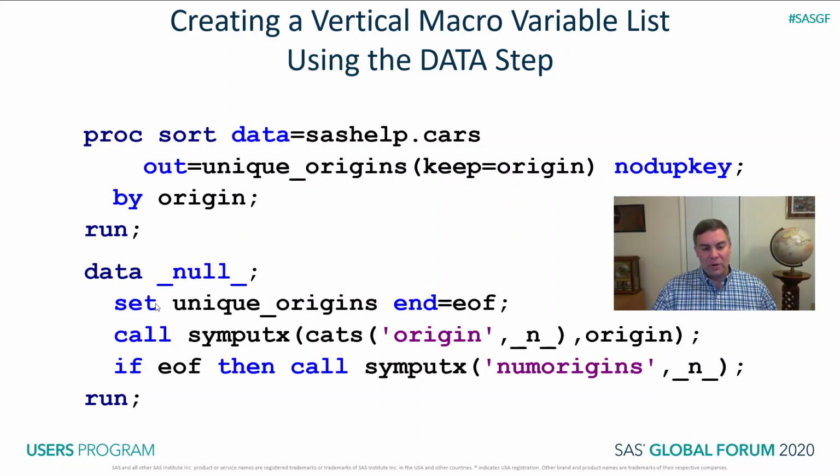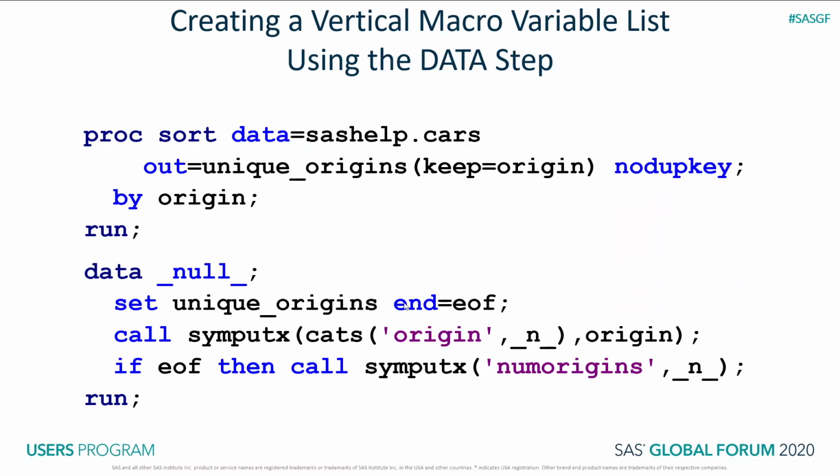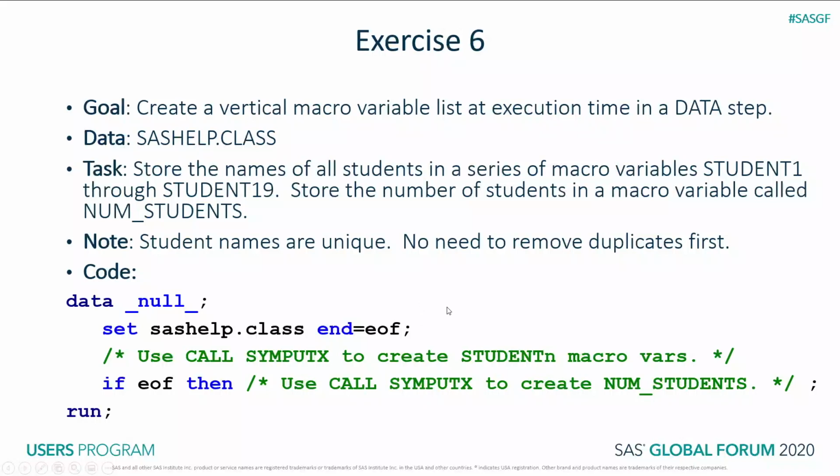EOF is still not true, so we go back for the third and final time. We create the macro variable origin3 and put USA in there. Now EOF is true, so we execute this final call SYMPUTX, and we create the macro variable num_origins, and we place into it a 3, which is the current value of _n_. So at the end of this, just like we did when we created the vertical macro variable list before using PROC SQL, we will have 4 macro variables, origin1, origin2, and origin3, containing those 3 values, and then num_origins containing a 3.